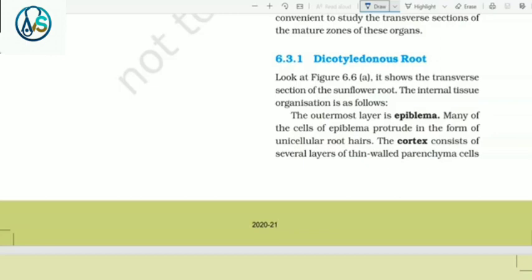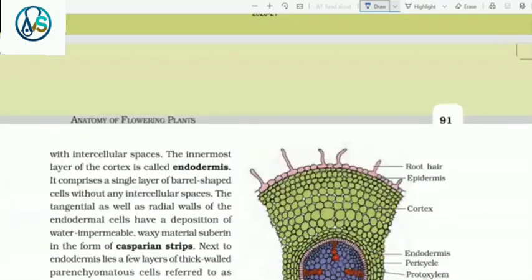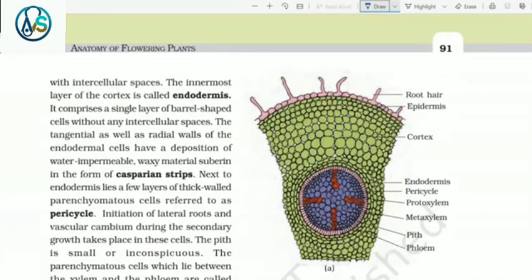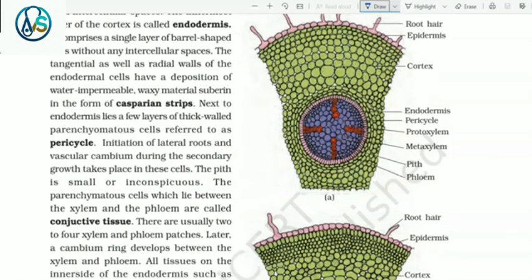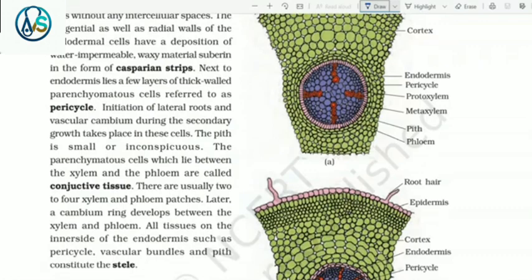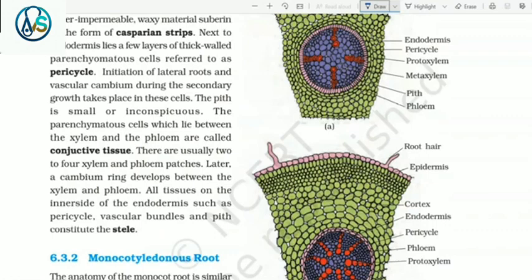The cortex consists of several layers of thin-walled parenchyma cells with intercellular spaces. The innermost layer of the cortex is called endodermis. It comprises a single layer of barrel-shaped cells without any intercellular spaces. The tangential as well as radial walls of the endodermal cells have a deposition of water-impermeable, waxy material suberin in the form of Casparian strips. Next to endodermis lie a few layers of thick-walled parenchymatous cells referred to as pericycle. Initiation of lateral roots and vascular cambium during secondary growth takes place in these cells.